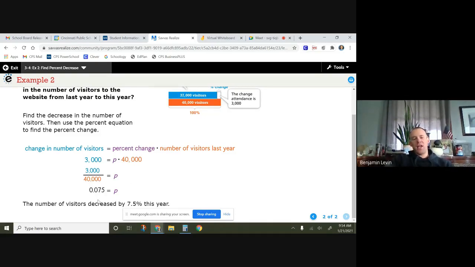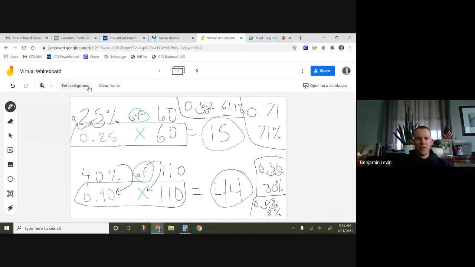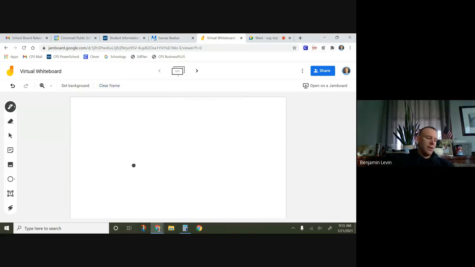So to make it a percent, and I think you guys can see my mouse cursor, we need to move the decimal over 1, 2 spaces. So you can see how that works. It goes from here over 1, 2, and it goes between the 7 and the 5. That's how they got 7.5%, right?